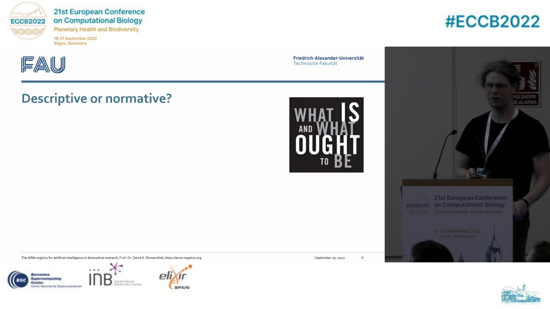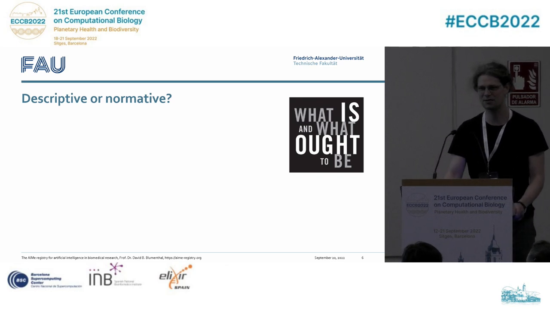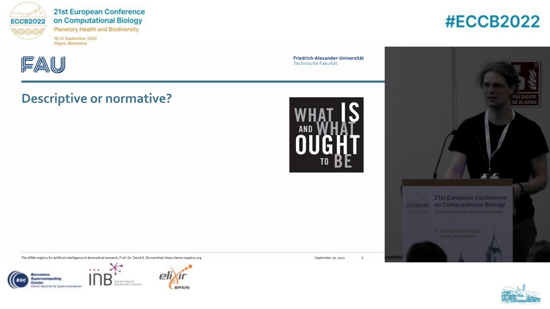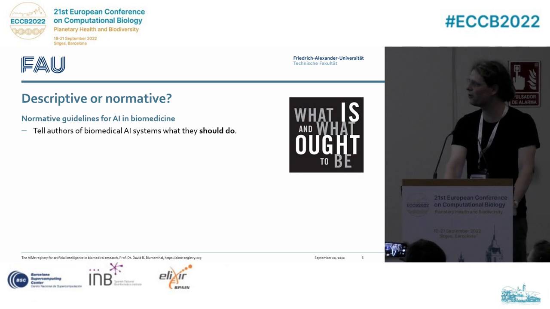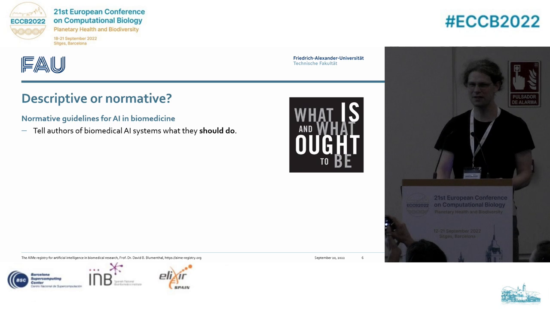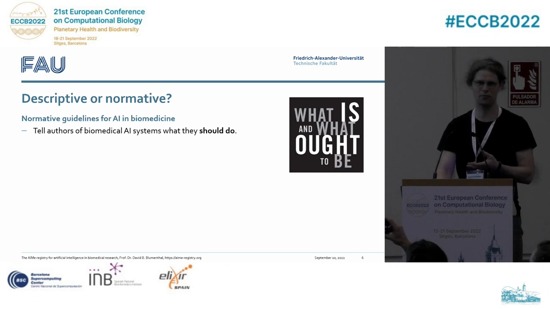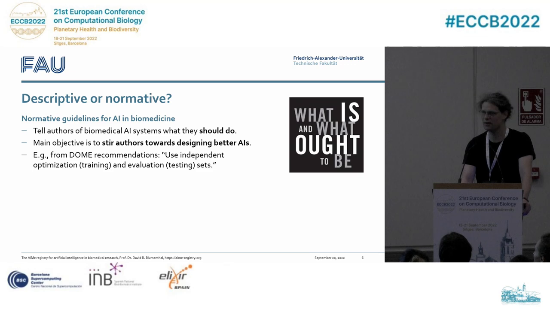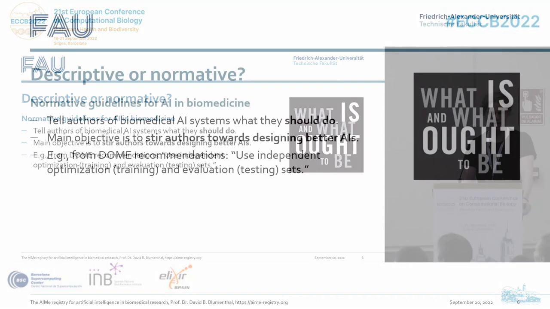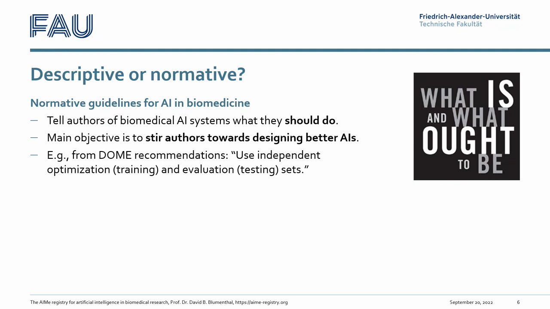All right. So the first question which we had to face when designing AMI was whether we want to have it normative or descriptive, right? So what's the difference? If you have normative guidelines for AI in biomedicine, then you would ask researchers to do things in a specific way, yeah? Tell them what they should do. And there are actually many normative guidelines around, and one of them is the DOME recommendations from ELIXIR, which you might be familiar with. So I mean, this actually already exists, but these normative guidelines sort of have the problem that, well, of course, we all know how we should do it. The problem is that many people just don't do it like this.